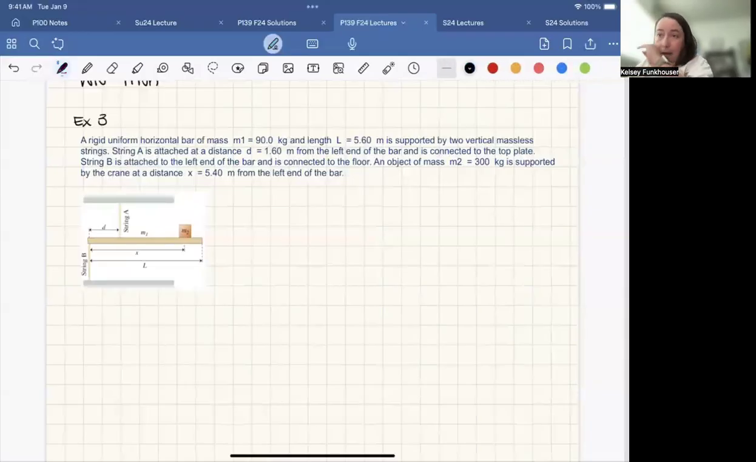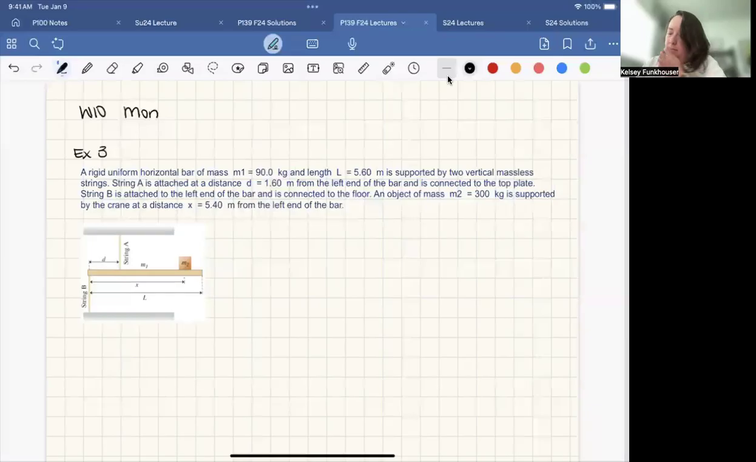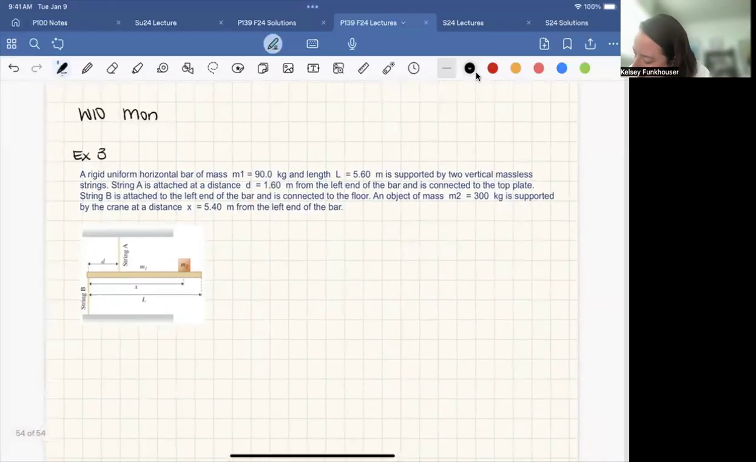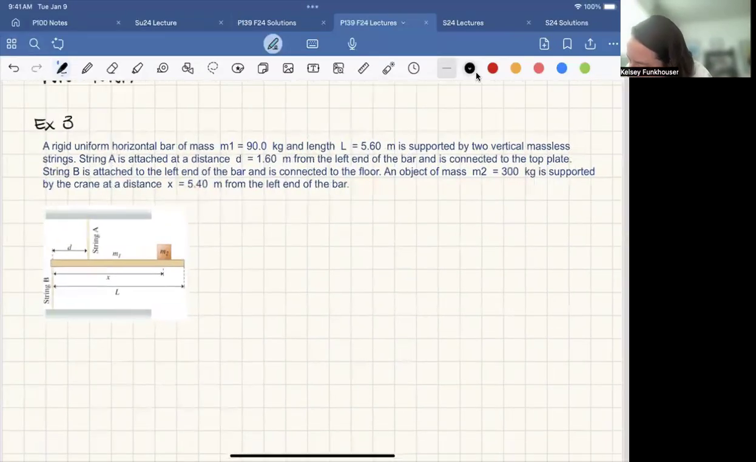There's just more forces. Sorry about that. I was just checking to make sure we didn't skip over the mass of the rod in the previous problem, but it says a lightweight rod. But this time we have to pay attention to the mass.